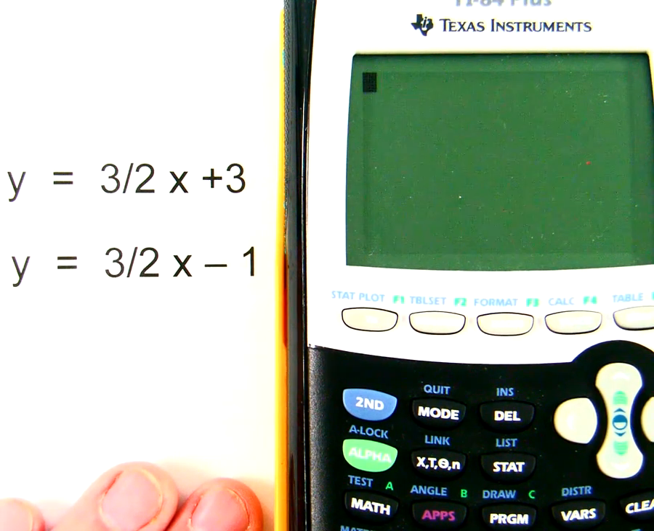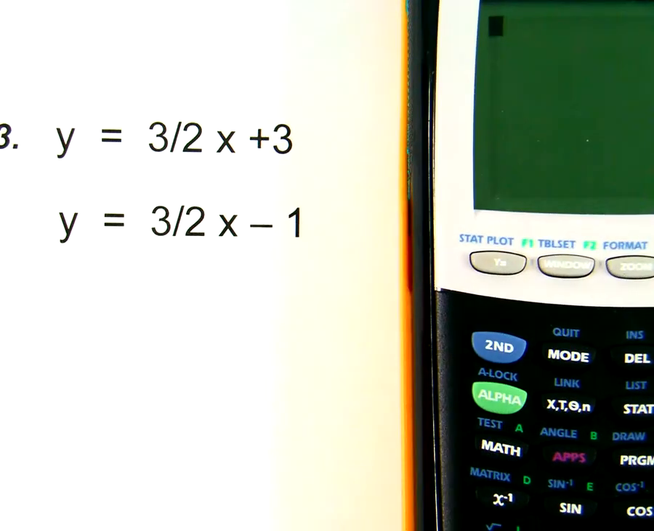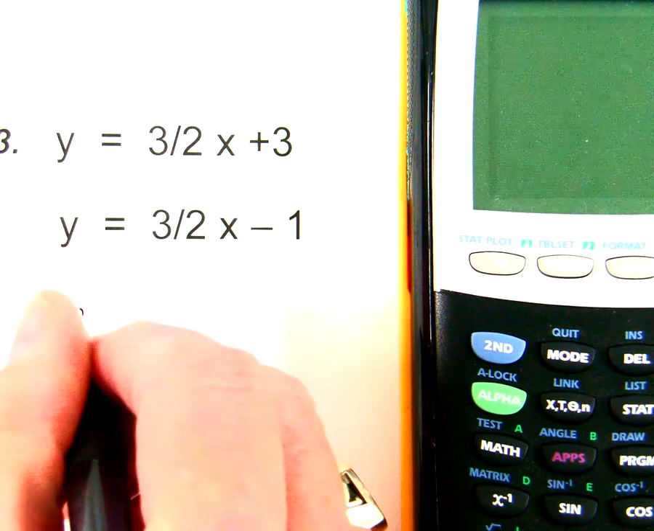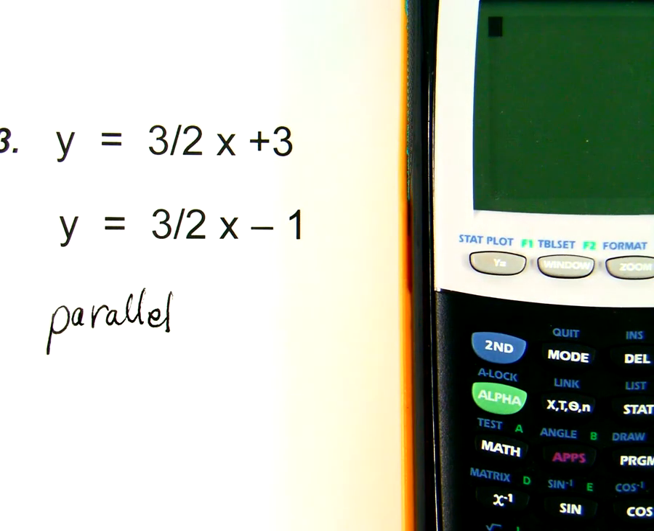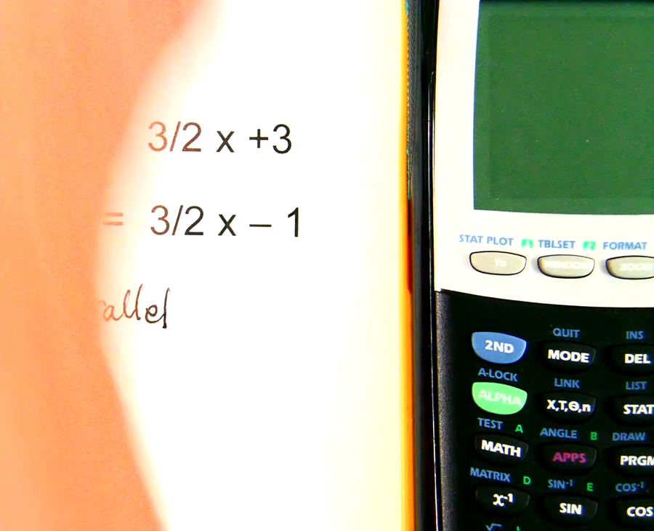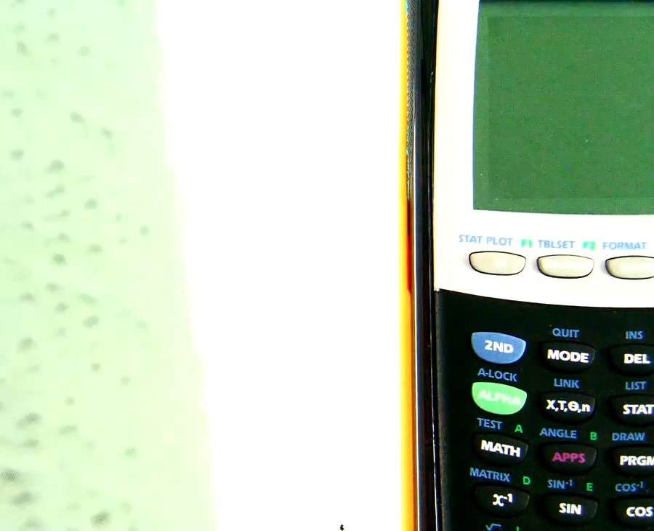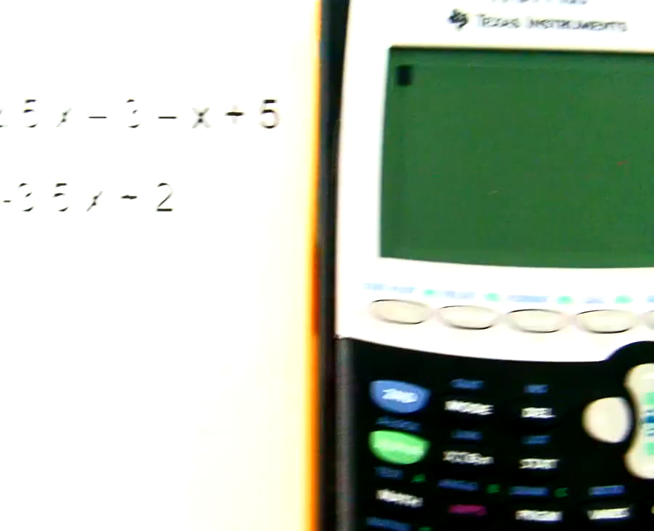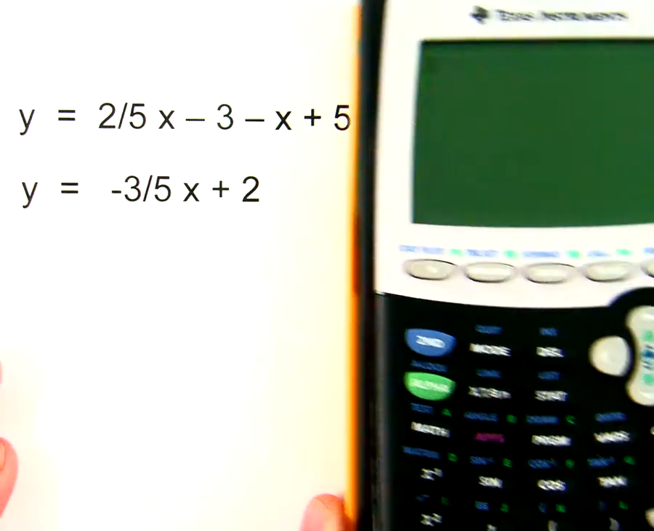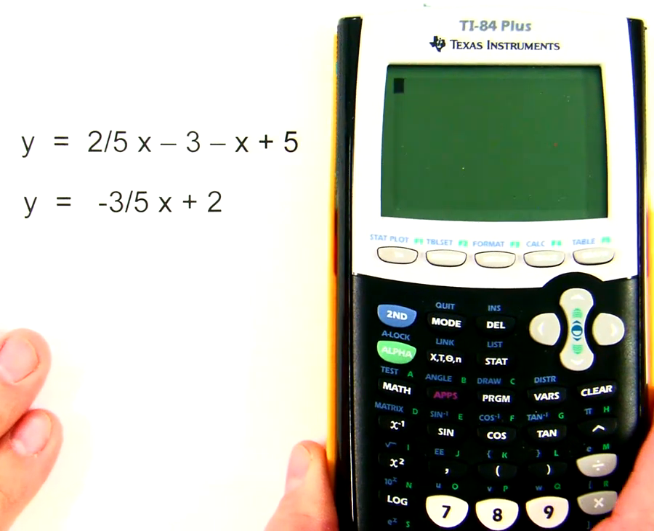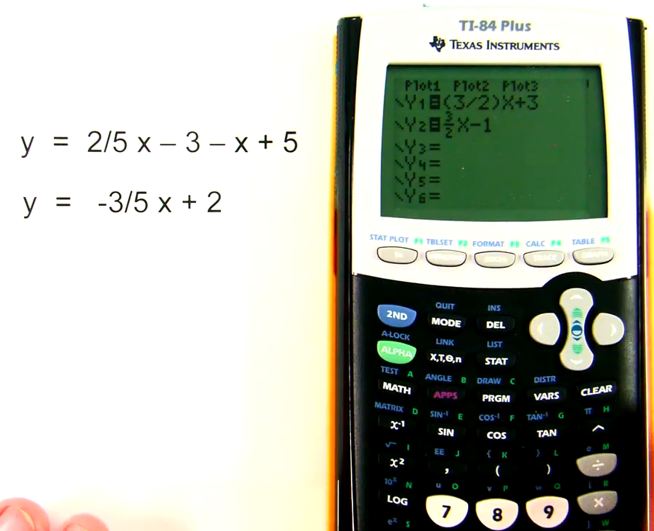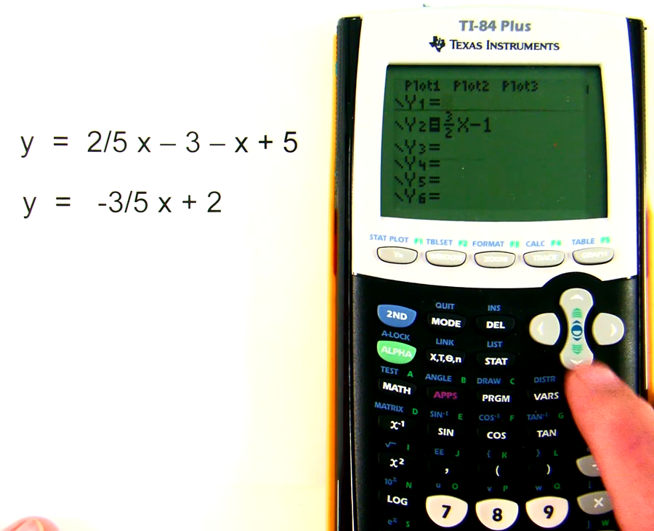Okay, now I need to interpret what that means. It means there was no intersection. It means the lines are parallel. So what you should say as your answer is that the lines are parallel. Okay, one more. So we'll go back to the y equals screen. Clear out our equations.